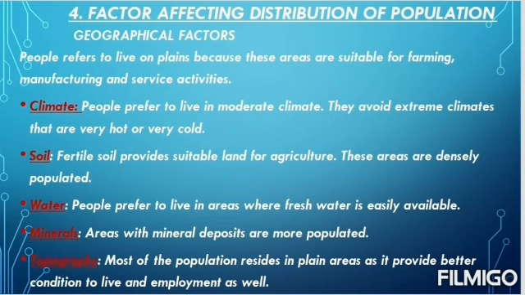The second geographical factor is soil. Fertile soil provides suitable land for agriculture. These areas are densely populated. The third factor is water. People prefer to live in areas where fresh water is easily available. The next geographical factor is minerals. The areas with mineral deposits are more populated. The next is topography. Most of the population resides in plain areas as it provides better conditions to live and employment as well.